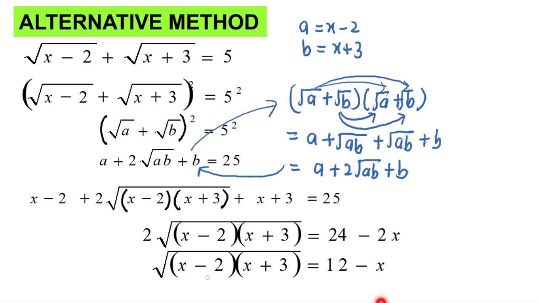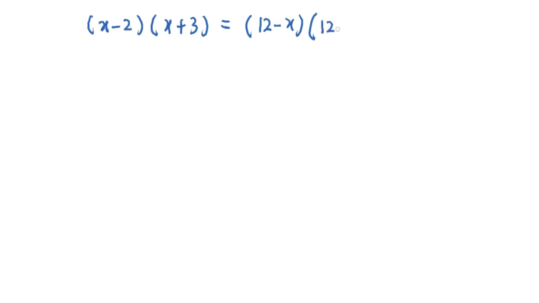Then we have a single surd on the left hand side. To eliminate the sign, we need to square both sides again. So this single surd sign will be gone and become x minus 2 multiply with x plus 3. On the right hand side, we're going to square 12 minus x. Then the calculation is 12 minus x multiplied with 12 minus x.